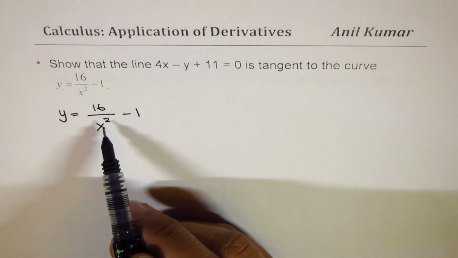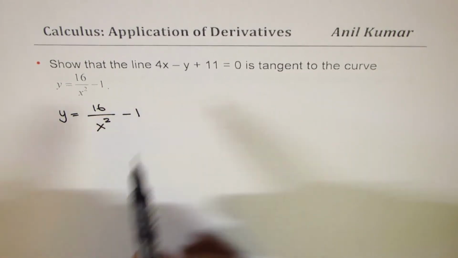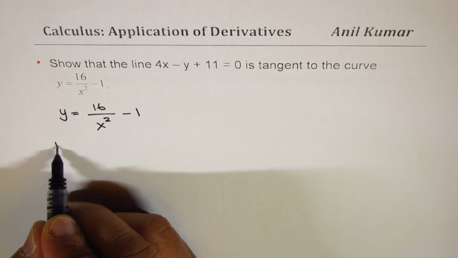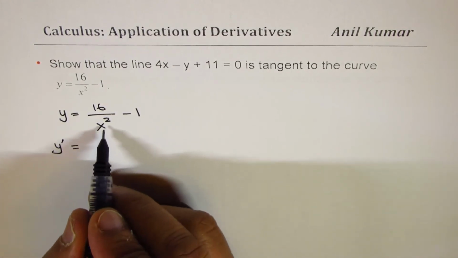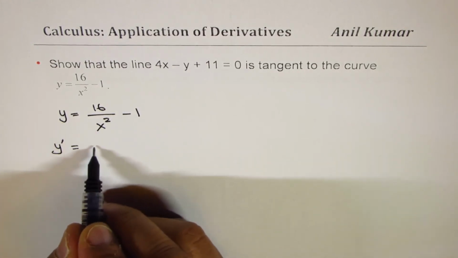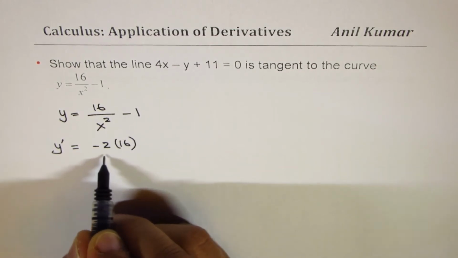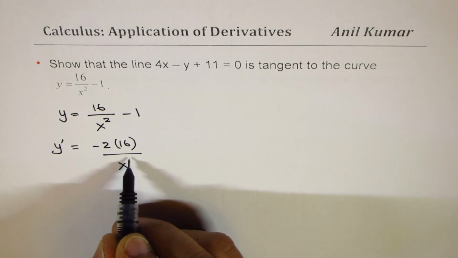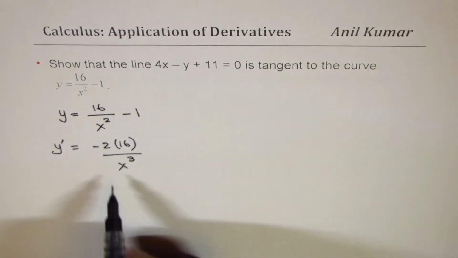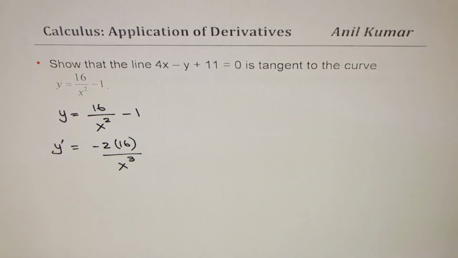Now if this line is tangent, both slopes should be the same, right? So let's find the derivatives. So the derivative of this, you can write this as minus 2 times 16, we get x cubed, right? And this is 0. So that becomes the derivative, right?